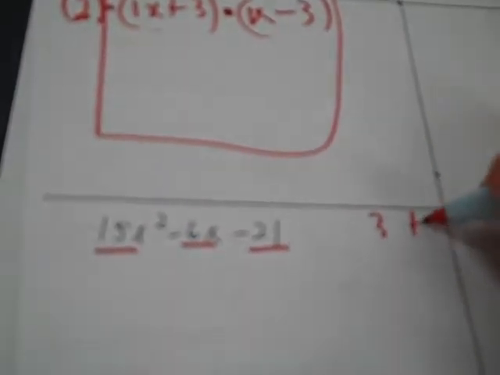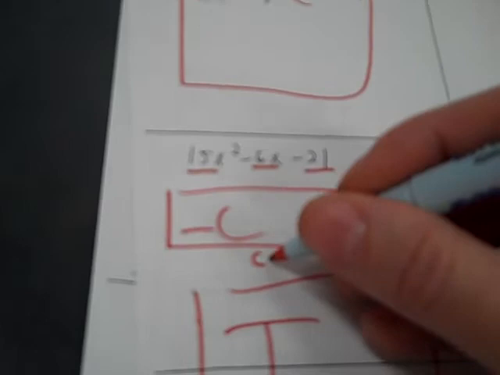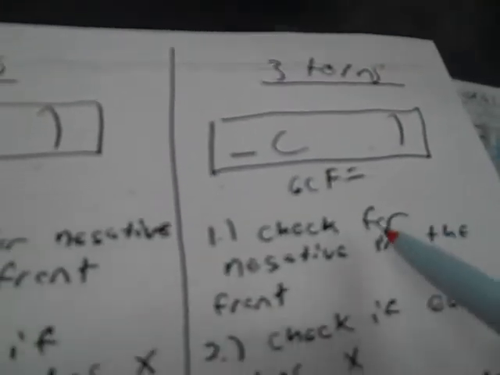Okay, last one, 15x to the second minus 6x minus 21. Okay, that's 3 terms. So I'll be making the GCF, followed by my table. GCF, check for the negative in the front. It's not there. Check if everything has x. x second on 15. x first on negative 6. Then negative 21 doesn't have an x. Okay, so we can't do x.